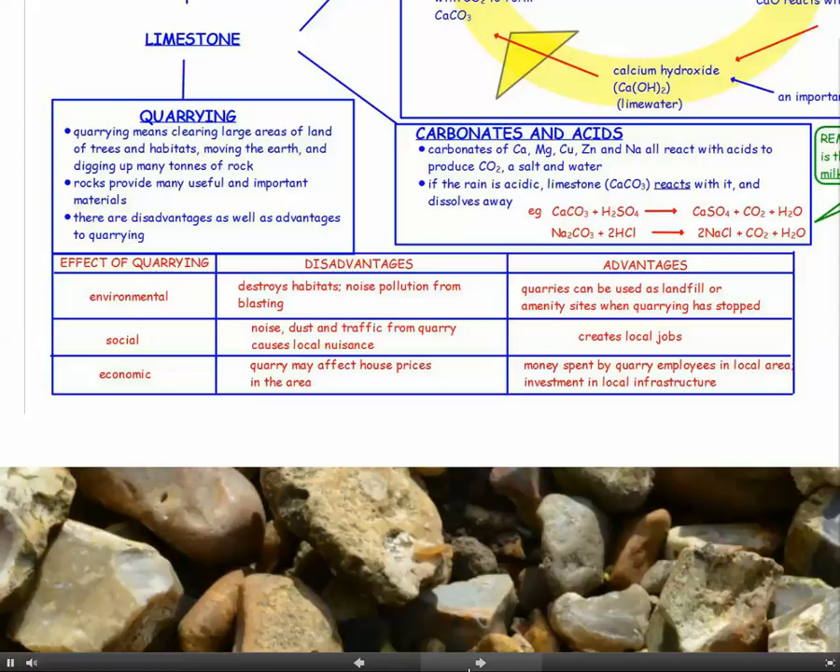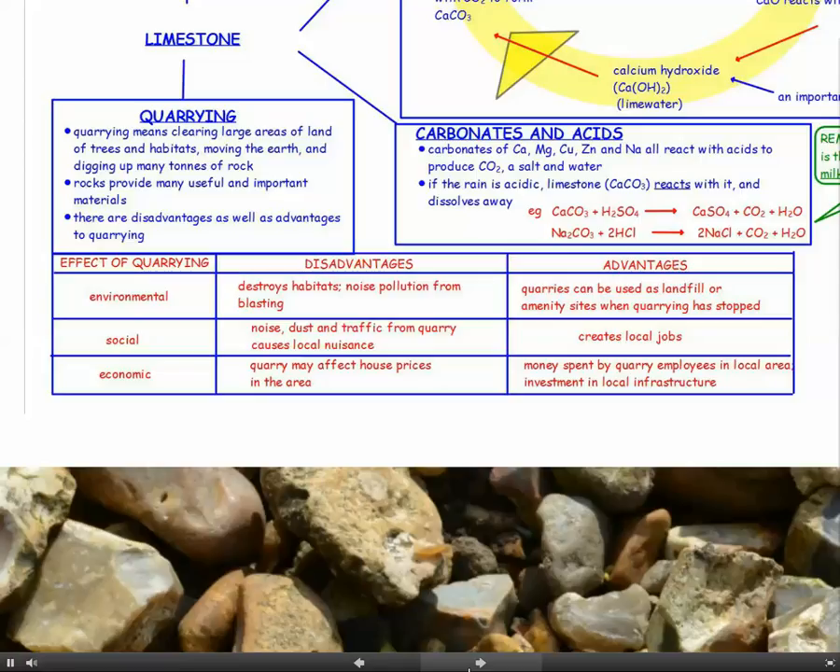Social effects of quarrying. Now, the disadvantages are that the noise, the dust and the traffic from the quarry causes a nuisance to the people in the local area, but the advantage is that it will create local jobs. Economic disadvantages. Well, the quarry may affect house prices in the area. Nobody wants a quarry to set up shop in their local area.